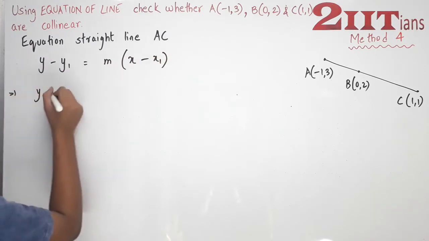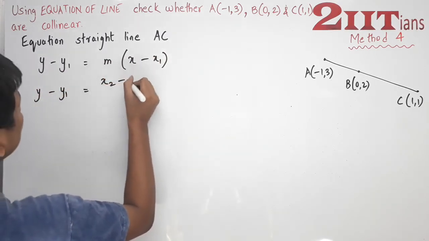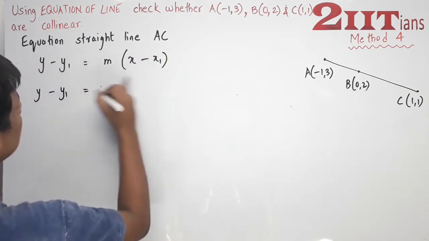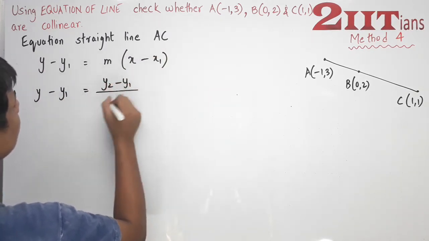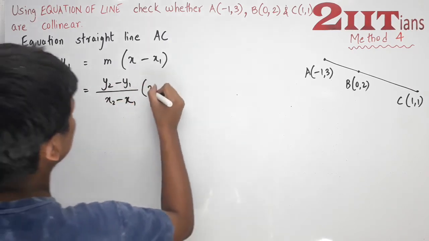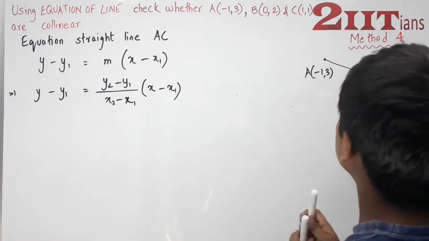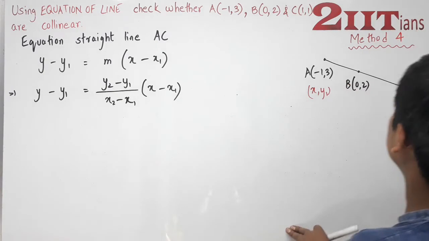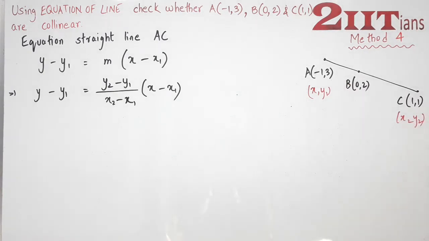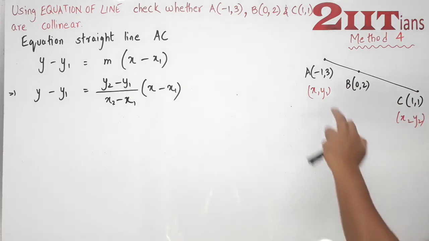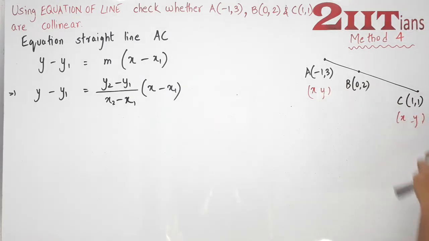And how will we calculate m? We will write y2 minus y1 divided by x2 minus x1, times x minus x1. Where are x1, y1 and x2, y2? This is x1, y1, this is x2, y2. Okay, so let us choose this point. This looks better. So this will become x2, y2 and this will become x1, y1.